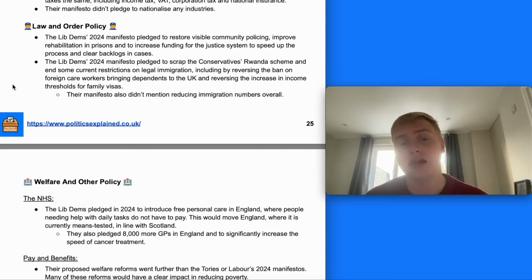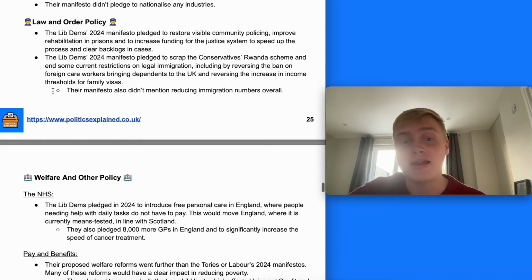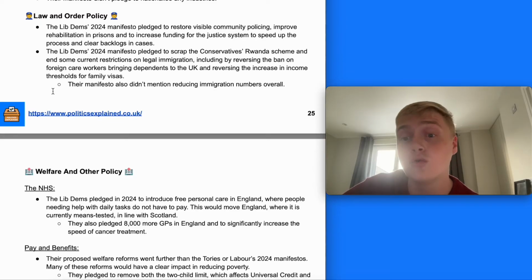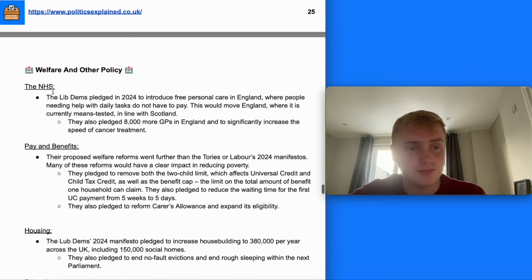They also pledged to scrap the Tories' Rwanda scheme and end some current restrictions on legal immigration, including by reversing the ban on foreign care workers bringing dependents to the UK and reversing the increase in income thresholds for family visas. But their manifesto didn't mention reducing immigration numbers overall, which the other manifestos did.